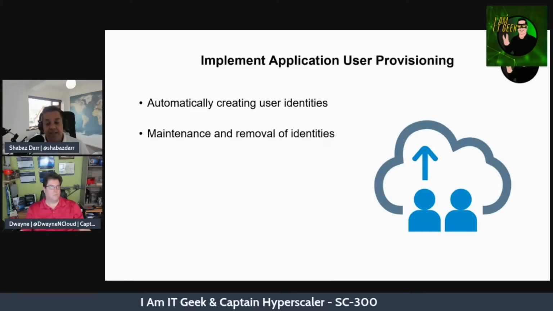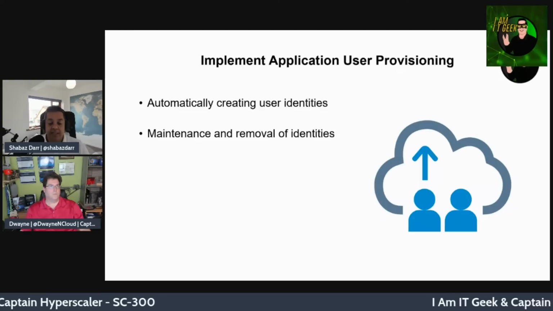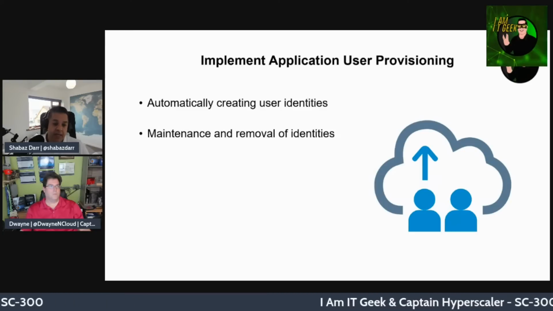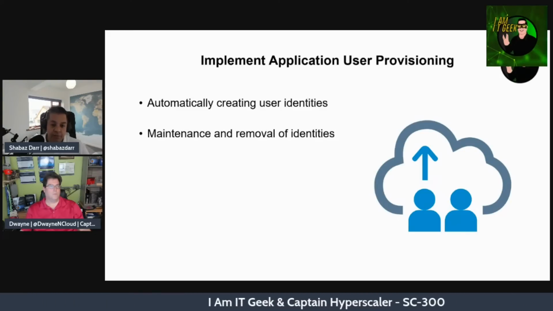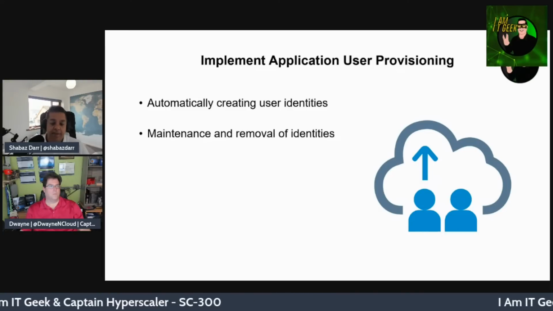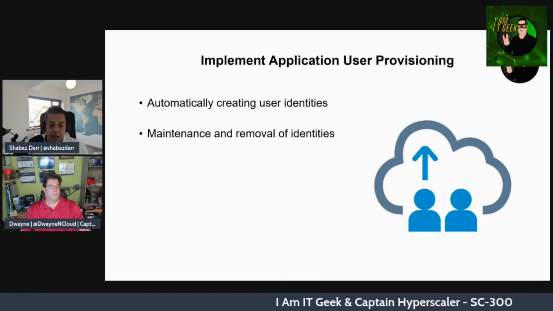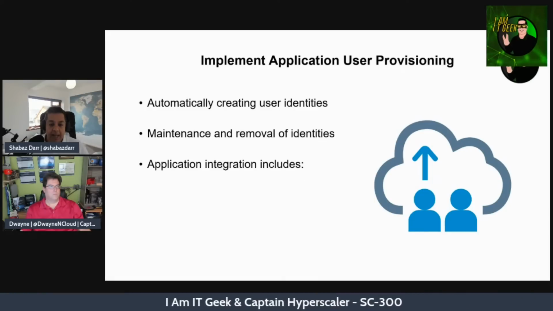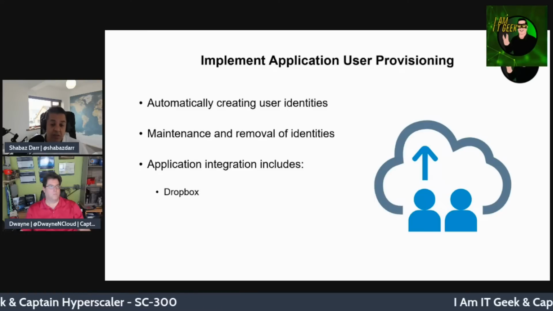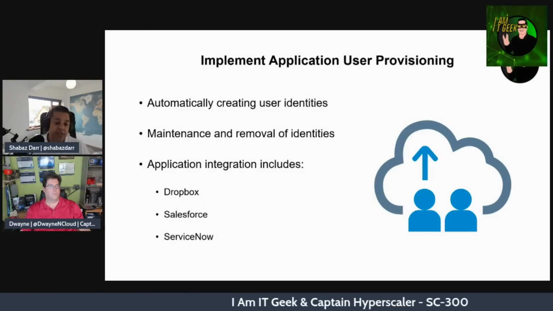In addition to creating user identities, automatic provisioning includes the maintenance and removal of user identities as status or roles change. So again, if you move groups or shouldn't have access to permissions on a particular group or application, that maintenance and removal is also auto provisioned. App integration common scenarios include Dropbox, Salesforce, and ServiceNow. These are all third-party SaaS applications that you can do application integration with.